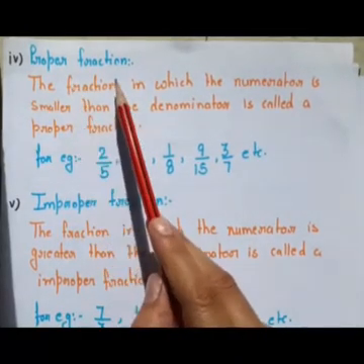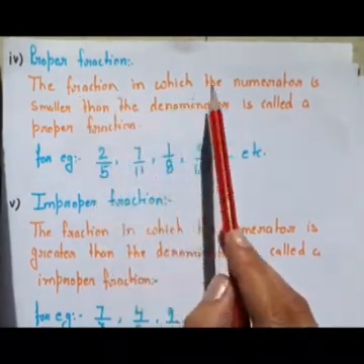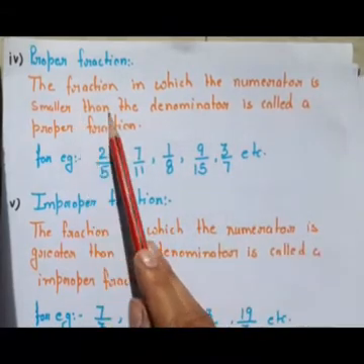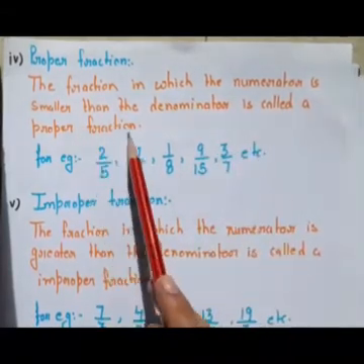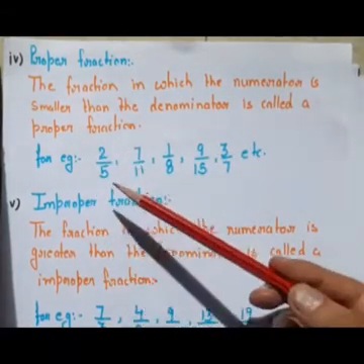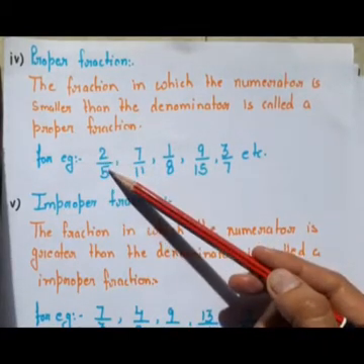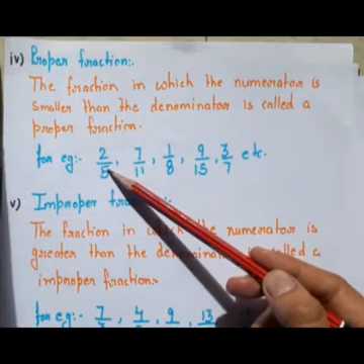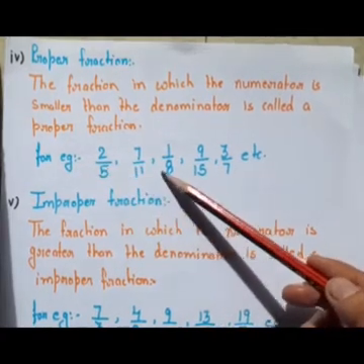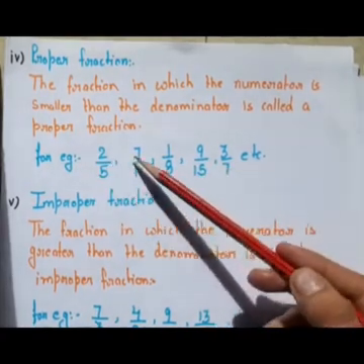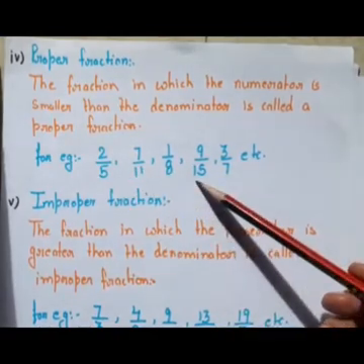Fourth is your proper fraction. The fraction in which the numerator is smaller than the denominator is called a proper fraction. So if in a fraction the numerator is smaller than the denominator, then the fraction is known as your proper fraction. As you can see in all of these fractions, the numerators are smaller than the denominators.